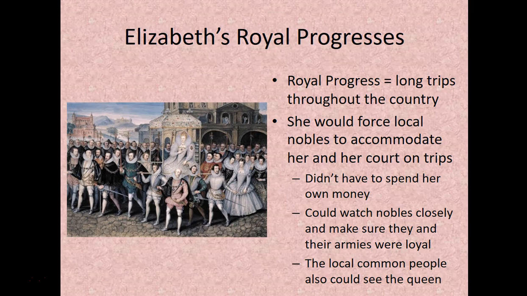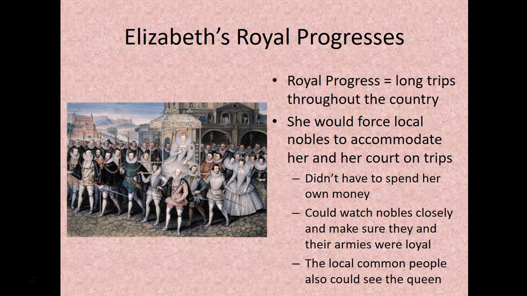Another plus side of these royal progresses is that the common people are able to see her on these long parades. She's out and about in the community, and seeing royalty is something really, really special, and it creates this sense of loyalty among the common people too. So this adds to almost a rock star persona of Elizabeth, and we'll get into that in just a little bit.